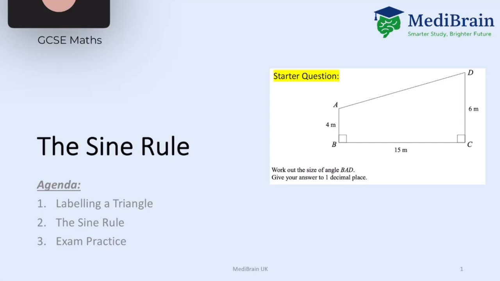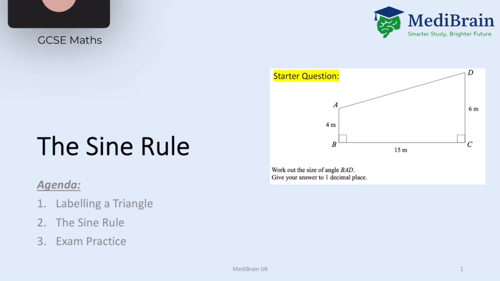So that's where this topic takes us. If you are doing foundation, you might want to leave the meeting, and those who are in year 10, you're still fine to listen to this topic. We're going to start off by looking at labeling the triangle, same thing that we did in our last lesson. Then we're going to move on to the sine rule, and then we're going to finish off by looking at some exam questions.